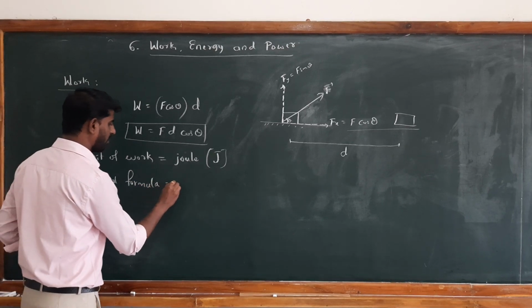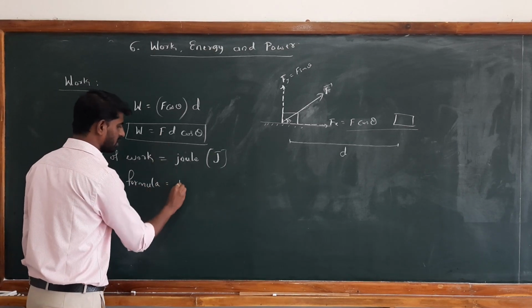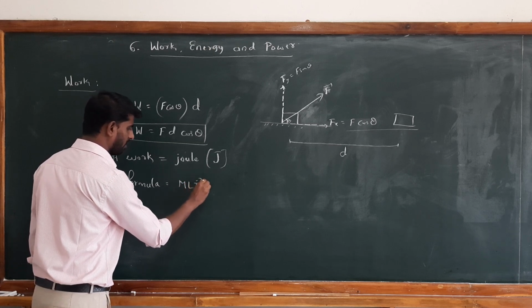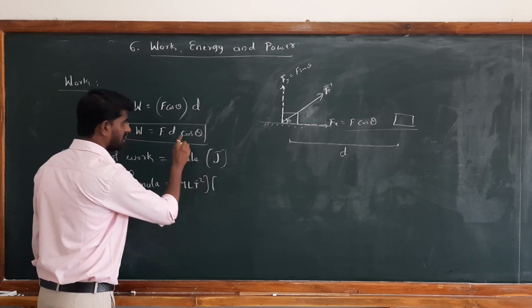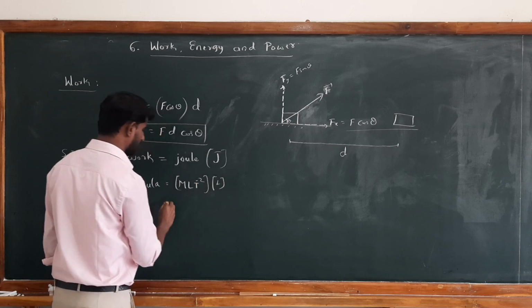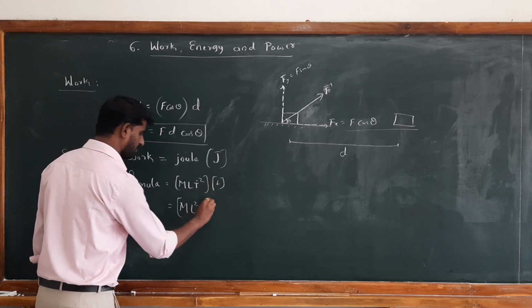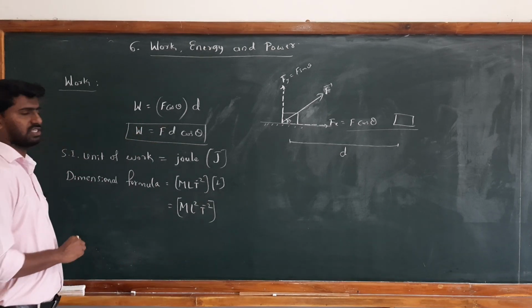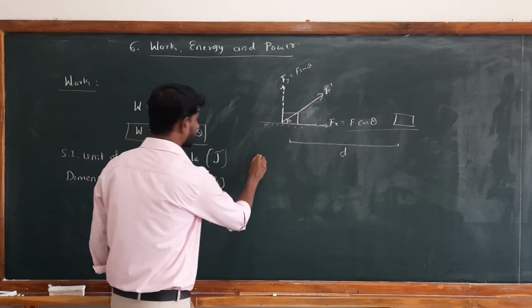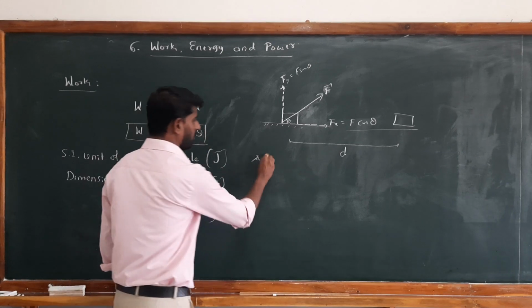Dimension formula for the work done. For the force, M L T to the power minus 2, and for the displacement there is one more L. So finally this is M L square T to the power minus 2. This is the dimension formula for the work done.